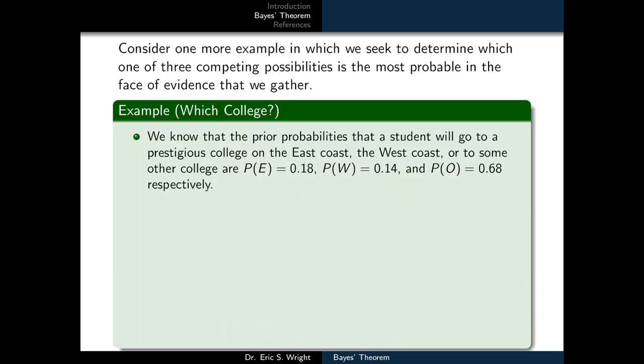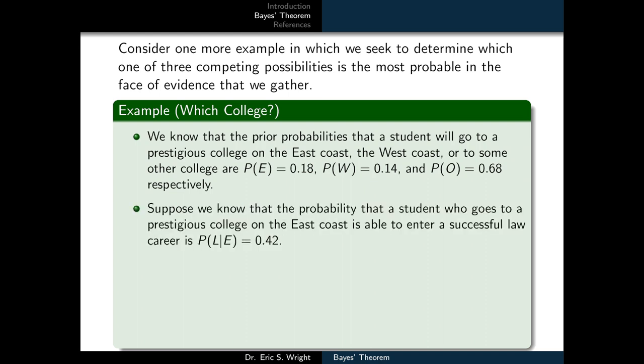We'll consider one more example in which we seek to determine which one of three competing possibilities is the most probable in the face of evidence that we gather. We know that the prior probabilities that a student will go to a prestigious college on the East Coast, the West Coast, or to some other college are P of E equals 0.18, P of W equals 0.14, and P of O equals 0.68 respectively.